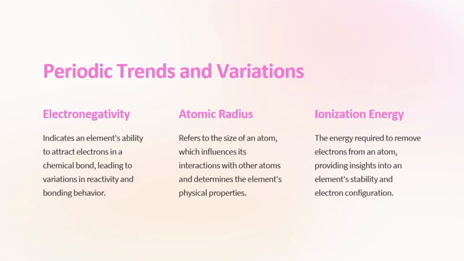We have ionization energy, the energy required to remove electrons from an atom, providing insight into the element's stability and electron configuration. One of the things is that elements such as metals normally easily donate electrons in order to attain stability, to be more stable. Yes, and anytime that they donate this electron, they become positively charged in the sense that the number of protons exceeds that of the electrons.